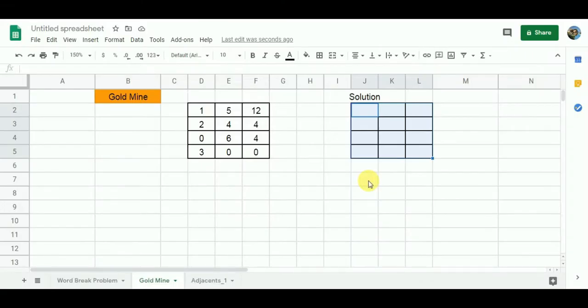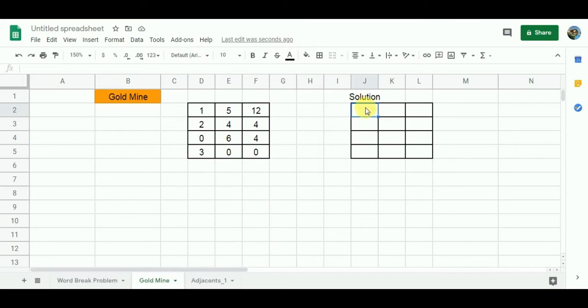Here we are at our framework and here is our gold mine, which is nothing but the matrix. These are all the costs of gold at each cell, and you can also interpret that as different positions in the gold mine. This is our problem matrix and we are going to fill our solution matrix to find the maximum gold. Now we are going to start solving this using the dynamic programming technique.